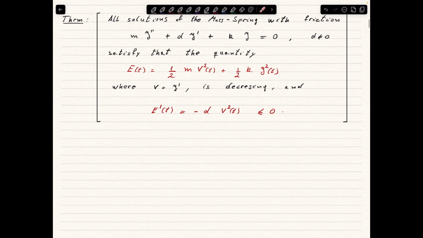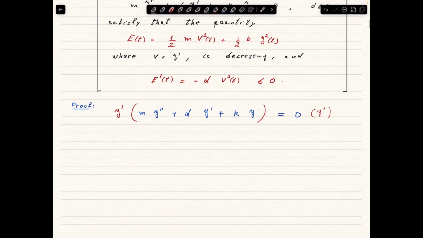And the proof is very simple. It's just repeating the calculation we did before, but now we have a new term that we need to keep in our calculations. So we have mass times acceleration, plus the damping coefficient times velocity, plus the spring constant times displacement equals 0. And as before, we multiply the whole equation, both sides, by the derivative of the position, the velocity.